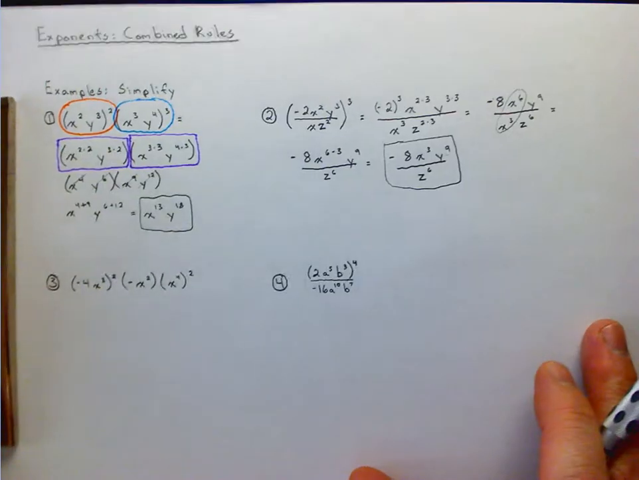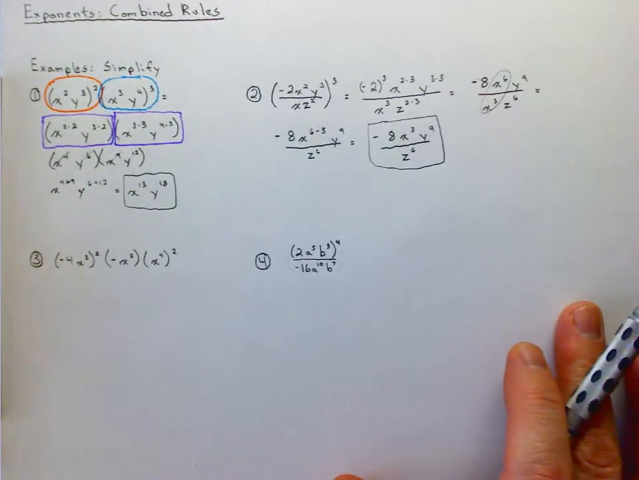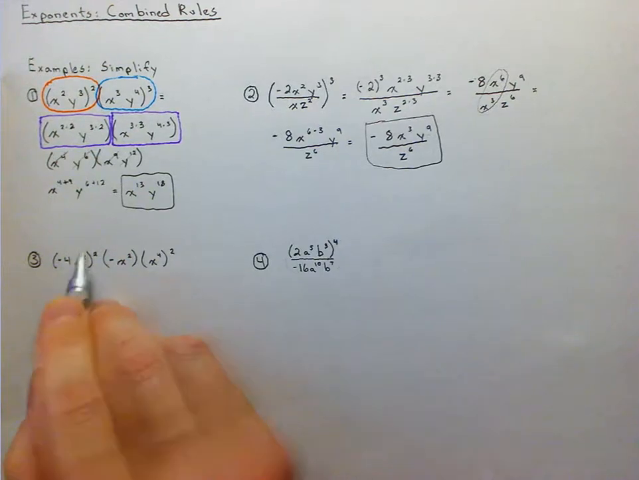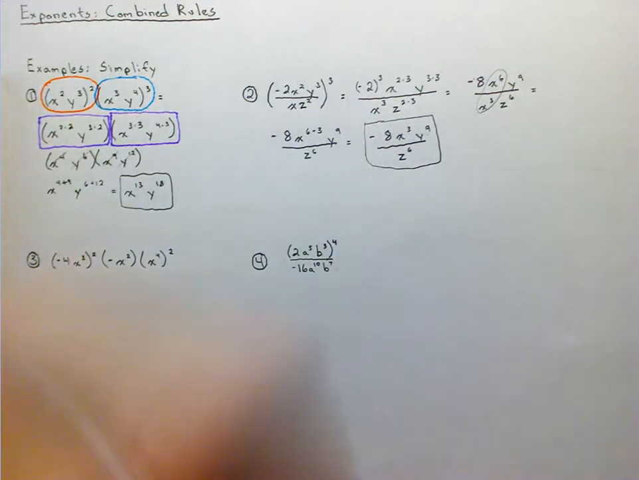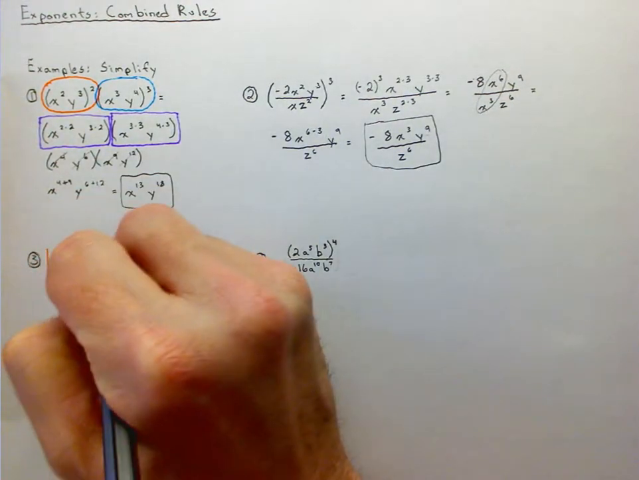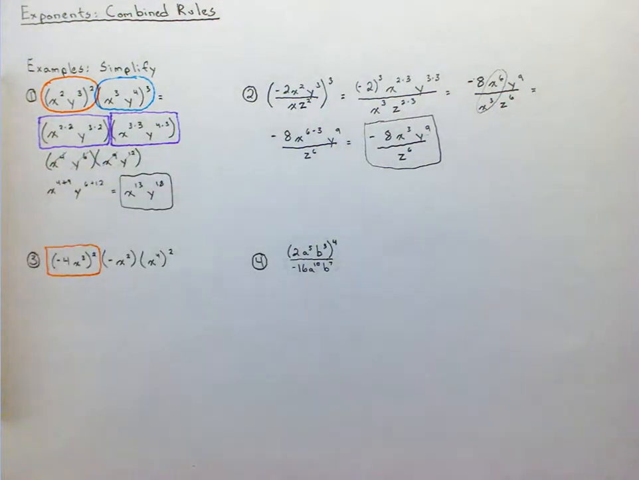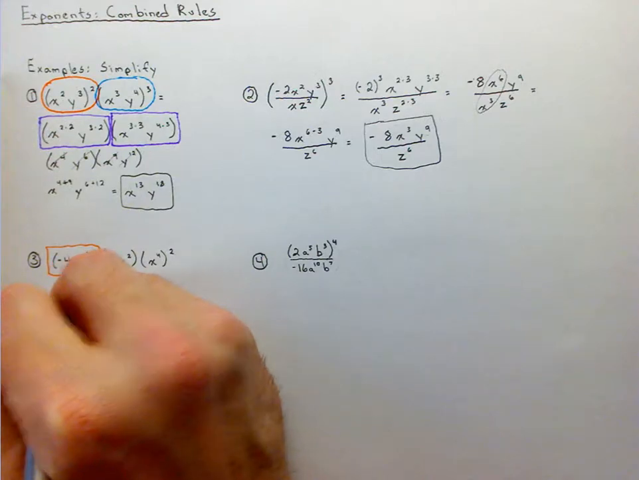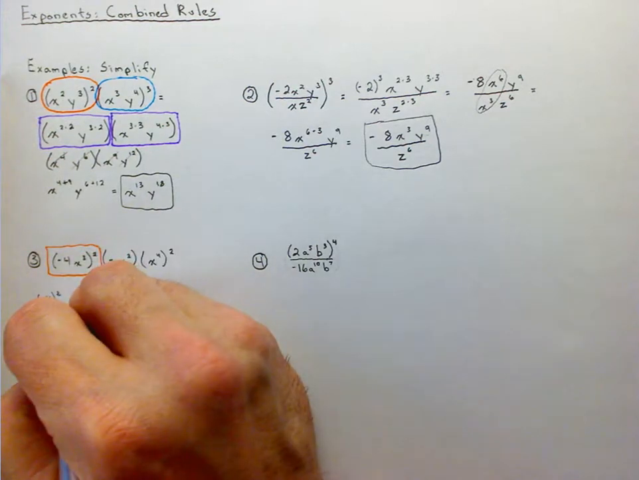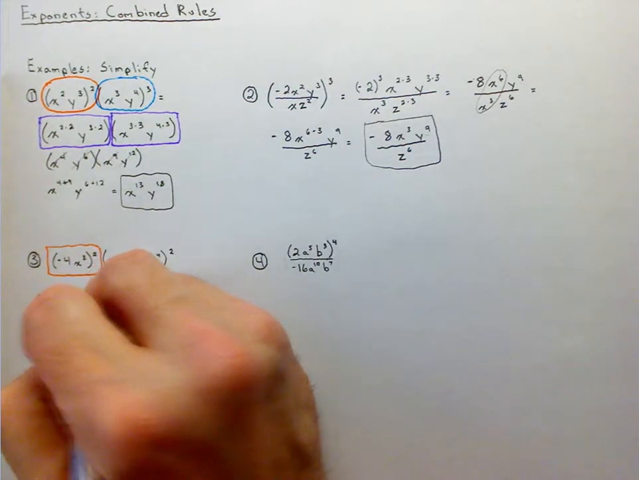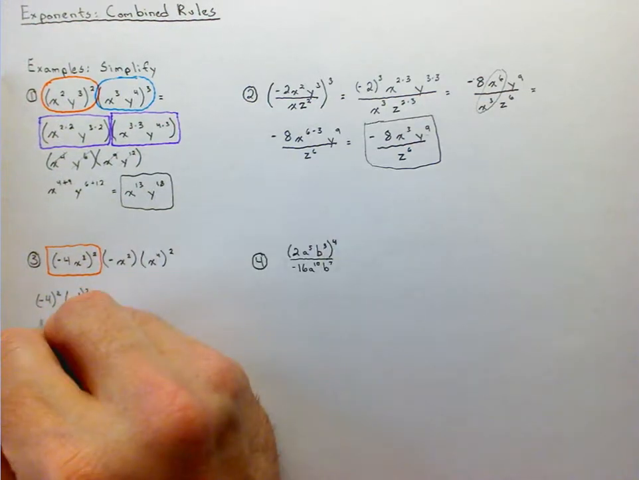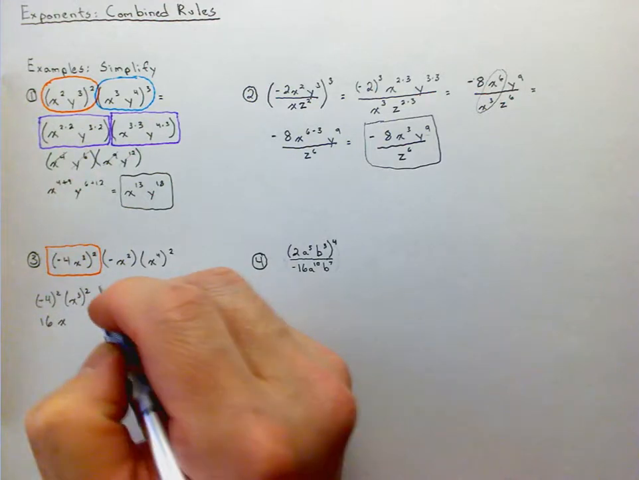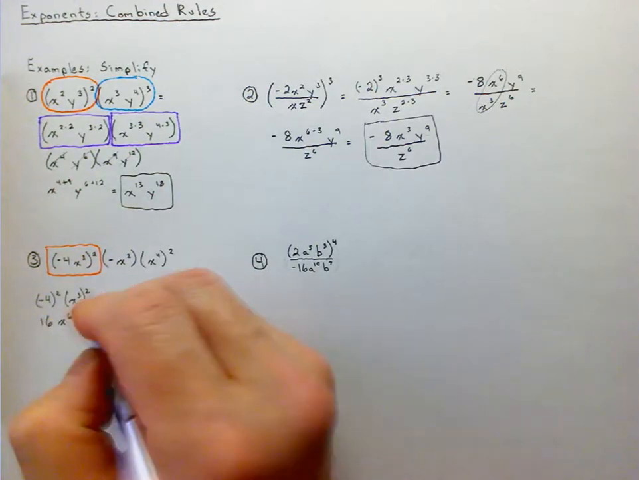Alright, I would work this to where I'm just going to do one aspect at a time. So with this one, I'm just going to work this one here first. This is what we'll look at first. And what this turns into is a negative 4 squared, x cubed squared, which gives me 16 x to the 6th, right? 3 times 2.